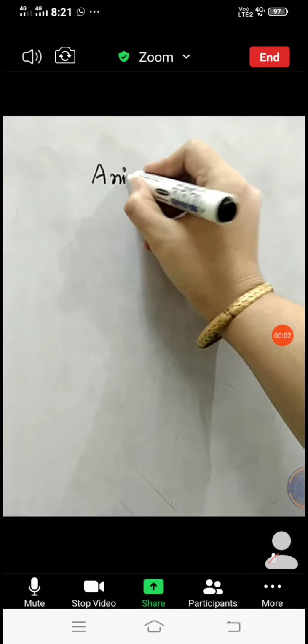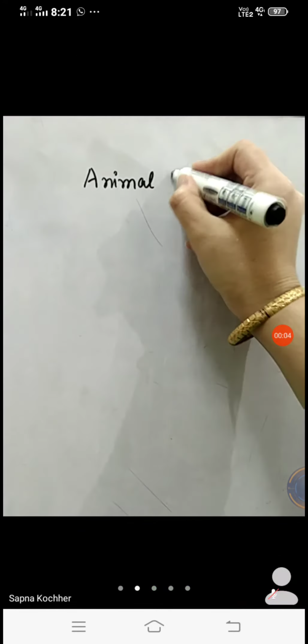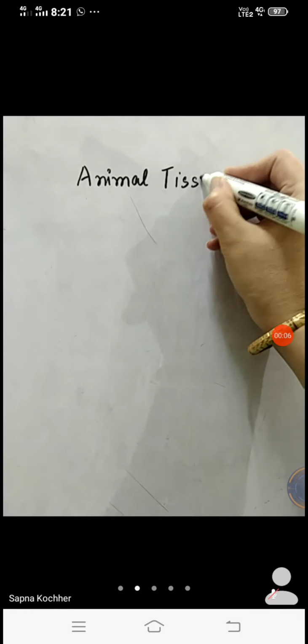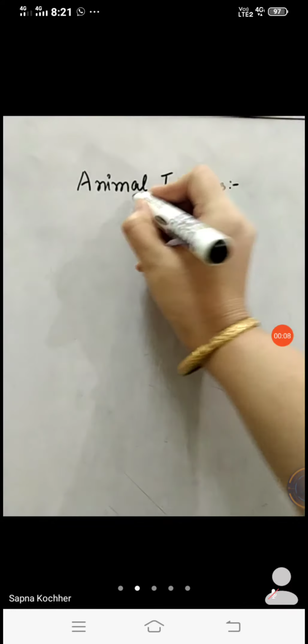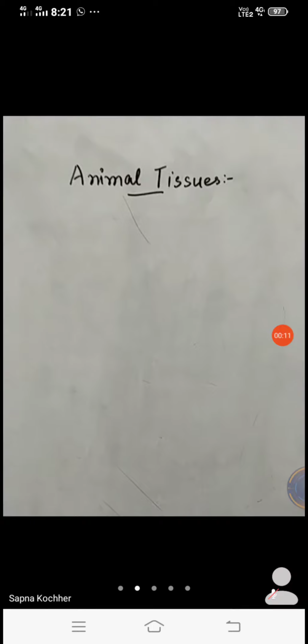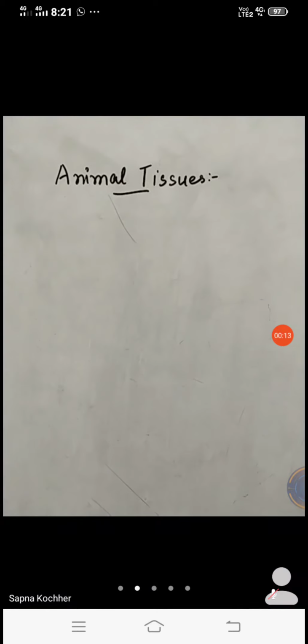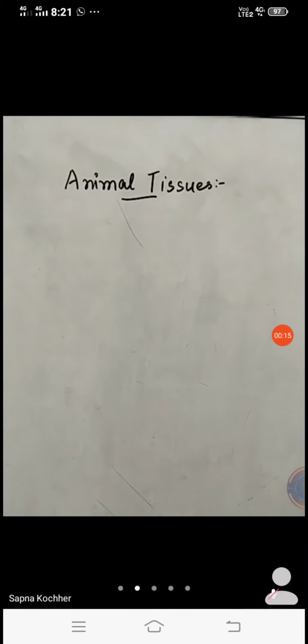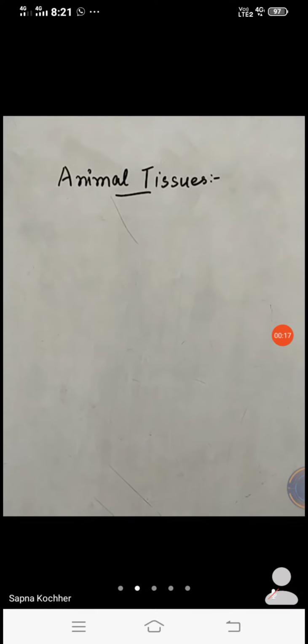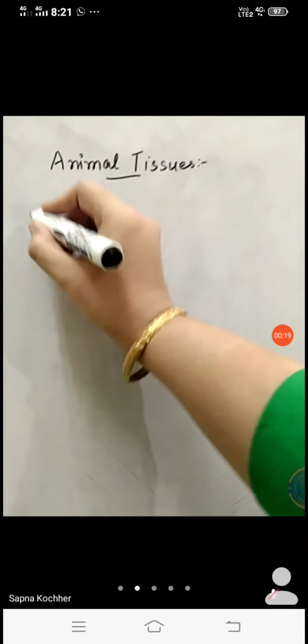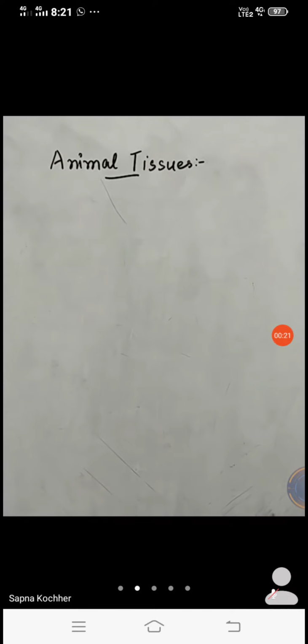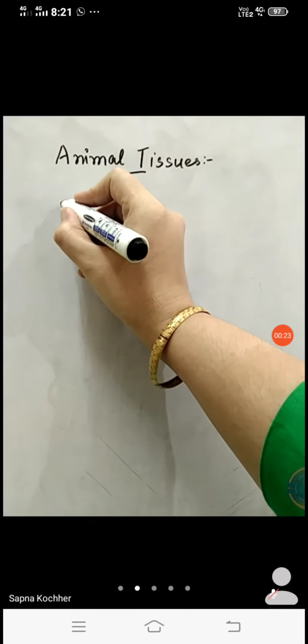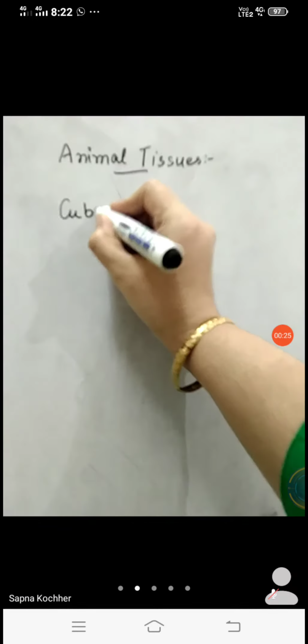And in the animal tissues, we have discussed the epithelial tissues, three types. The basic three types: squamous epithelium, second cuboidal epithelium, and the third columnar epithelium, we have done, right? So now coming to the further, I told you that there are certain modifications which are seen in the cuboidal as well as the columnar epithelium itself.